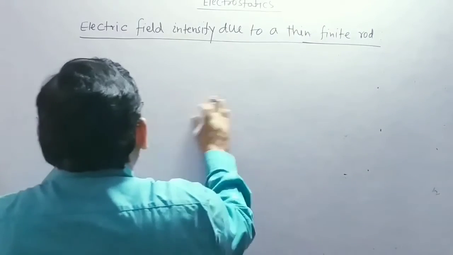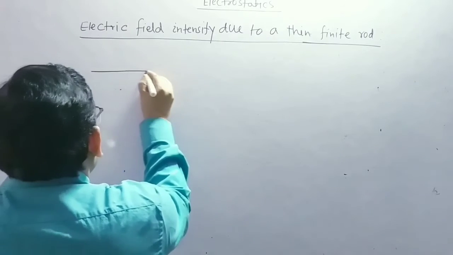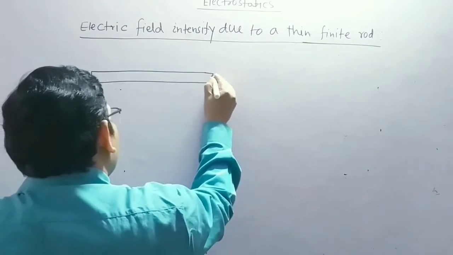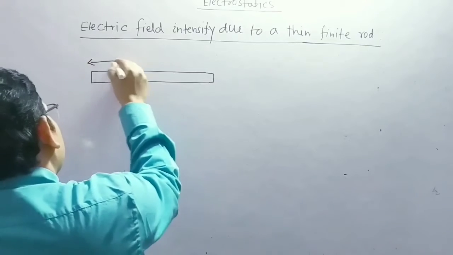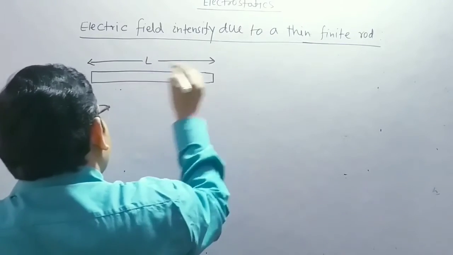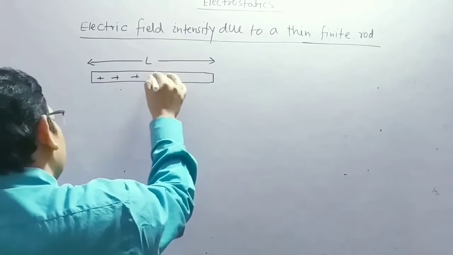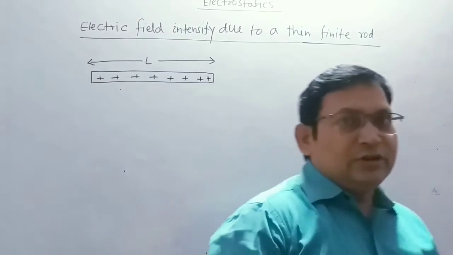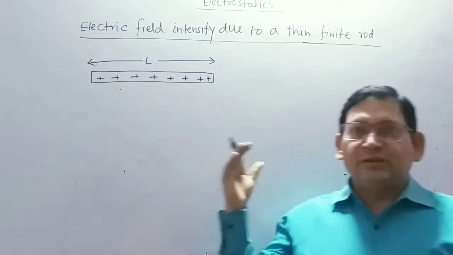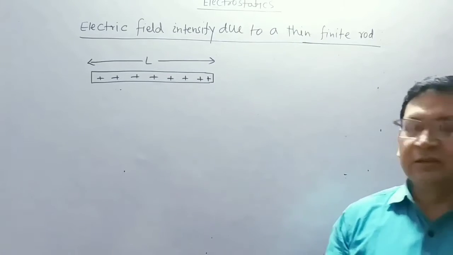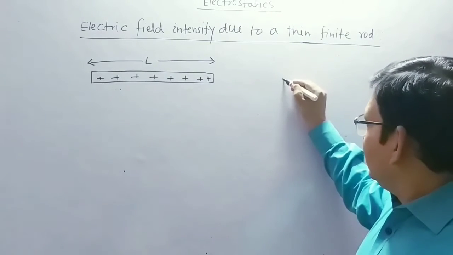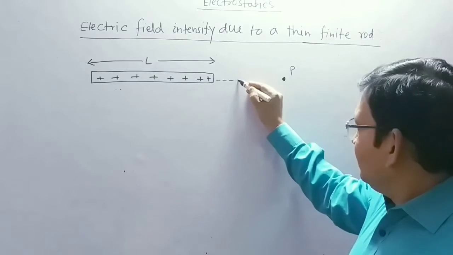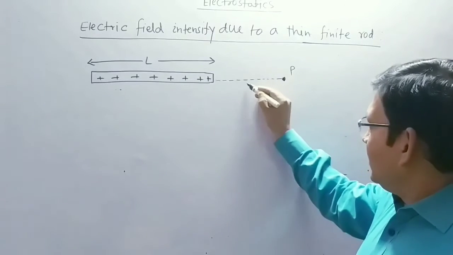So consider a rod of length L and charge is distributed over the length. So again, it is a case of linear charge distribution. We have taken a rod whose length is L. Suppose we want to find the field at P, and P is at a distance, say, E.